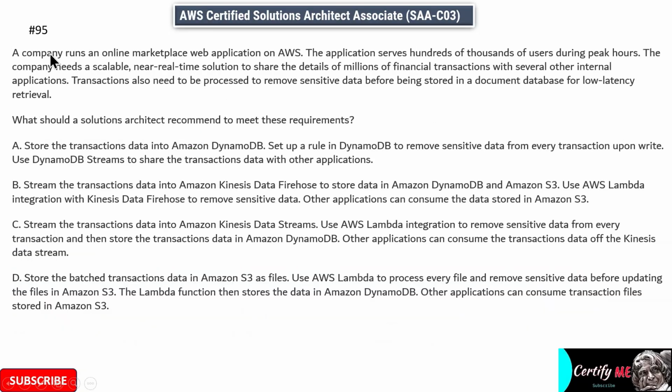Next question. A company runs an online marketplace web application on AWS. The application serves hundreds of thousands of users during peak hours. The company needs a scalable, near real-time solution to share the details of millions of financial transactions with several other internal applications. Transactions also need to be processed to remove sensitive data before being stored in a document database for low latency retrieval. What should a solutions architect recommend to meet these requirements?